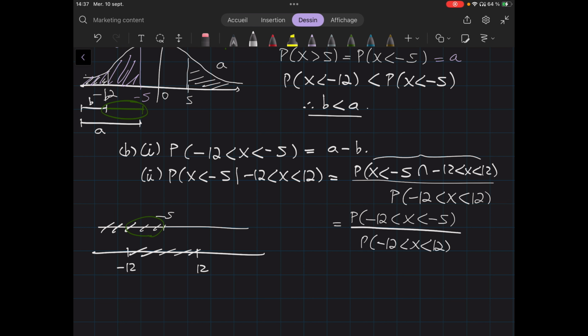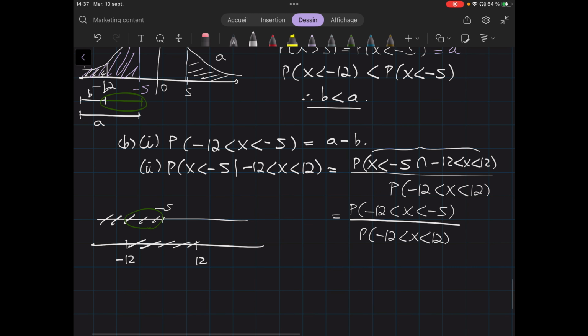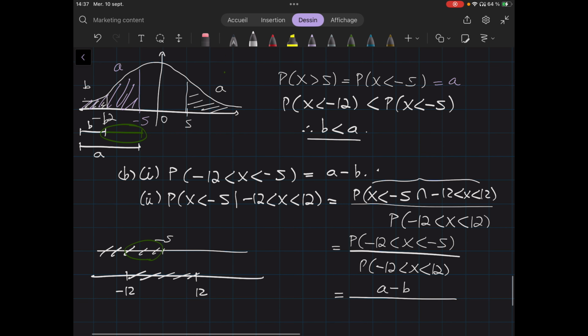This is also why we have part B1. So usually if a question asks you to calculate a quantity in the previous question part, most likely you are going to use it somewhere in the question. This probability is a minus b, as seen above. P of negative 12 less than x less than 12. We'll use the same principle here.